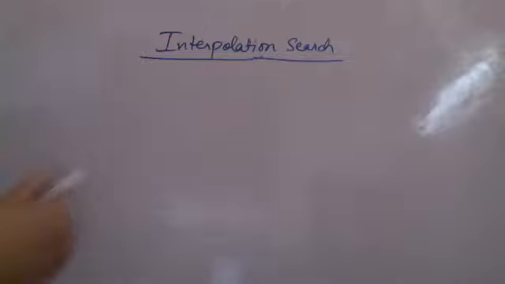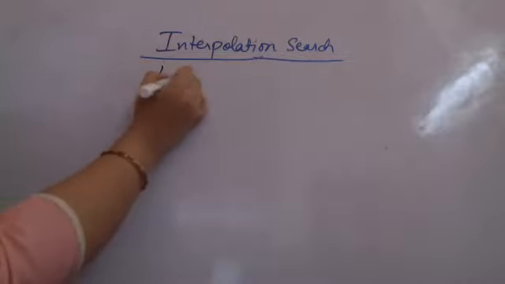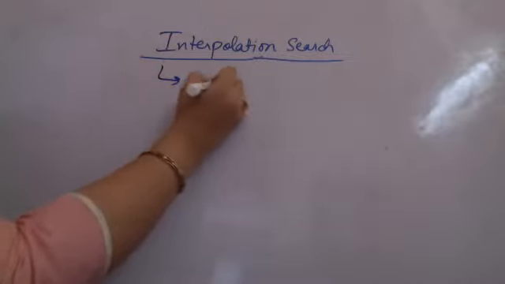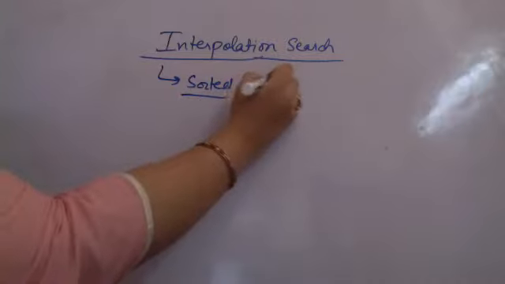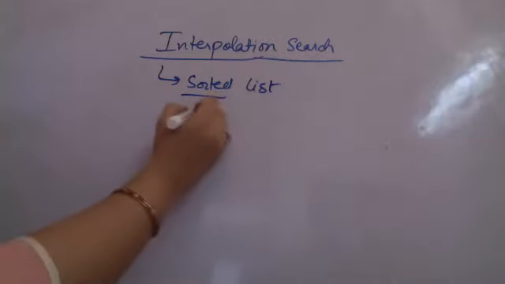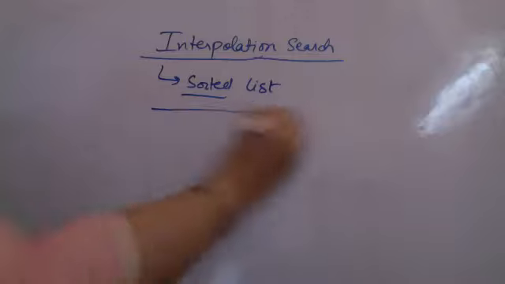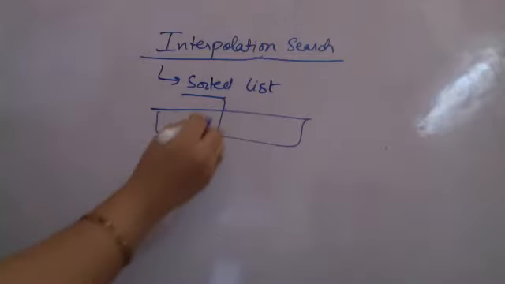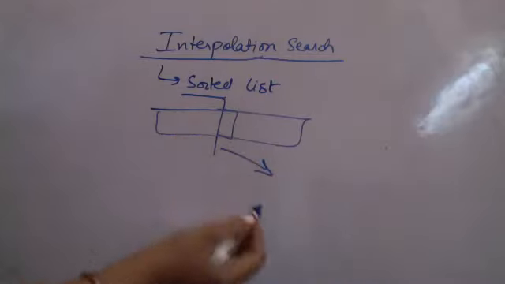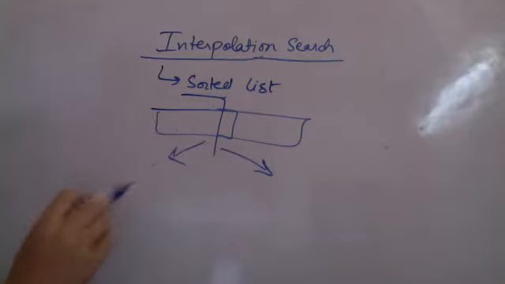Interpolation search is a kind of search which is performed on a sorted list. I am already having a sorted list, like we perform binary search. What does binary search do? It breaks your list into two halves. Either it searches in the right half or it searches in the left half.